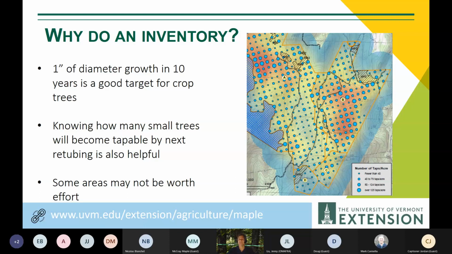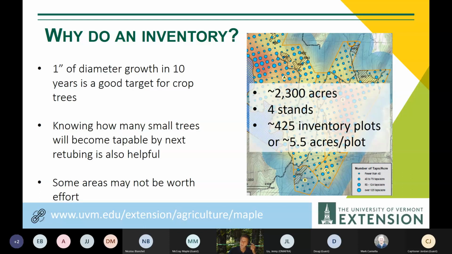Also, understanding the density of taps in certain parts of your property might identify areas where it's just not worth it to put in a conductor system or even just a main line and laterals, because the tap density isn't worthwhile. So on the right here, you see a map, kind of a heat map in a way. This was produced by a company that was marketing a large property.